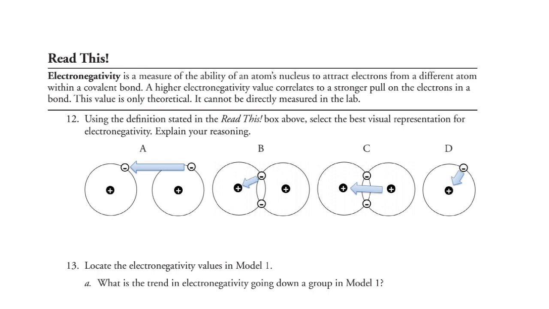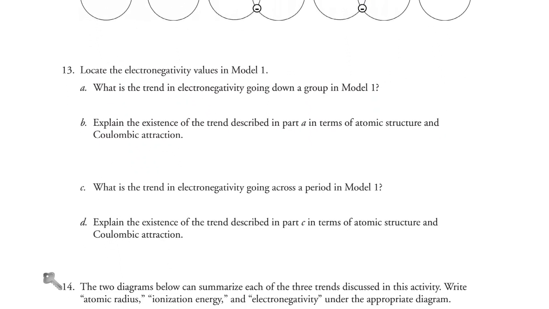So question 12 says, which is the best picture of this? It is B. B shows that we have one of our two atoms in a bond here attracting their pair of electrons more than the other. And so the one on the left here is going to be more electronegative. Although they're sharing the electrons, this one is being a little bit more greedy on the left.